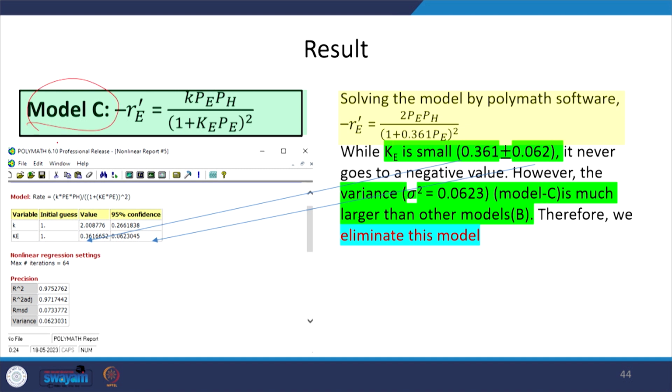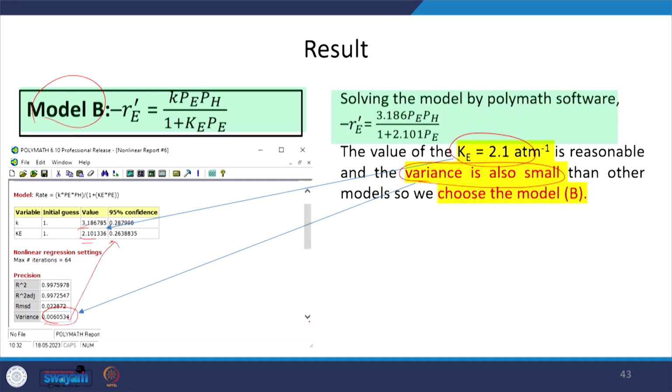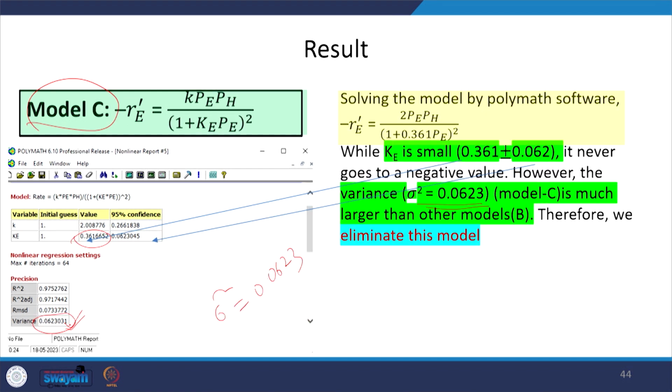Now, we are going for model C. There also you can see the variance is coming this and the k value is this. This model also we can choose, as it is also fitting quite well with the experimental results. But here the variance is 0.0623, which is larger than in model B, where sigma square was 0.006. So, model B's variance is better than this, and we should not accept model C. We are eliminating it. Model B is better as compared to C.